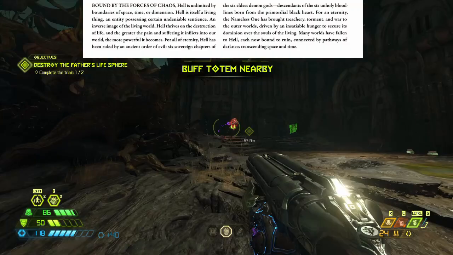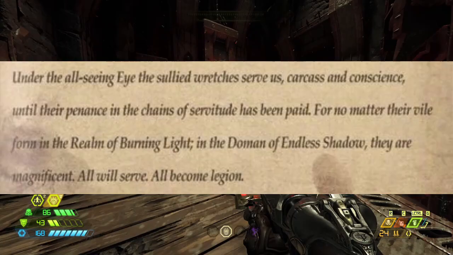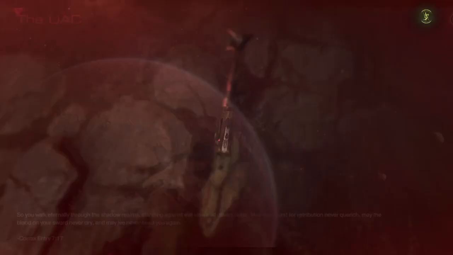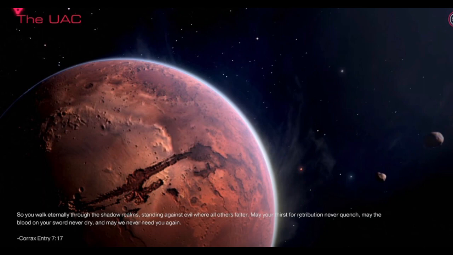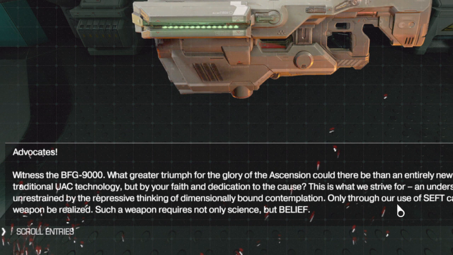Many titles and qualities have been attributed to Hell, either being called or said to contain things such as a timeless realm, domain of endless shadow, bottomless abyss, infinite demons, structures floating above endless nothingness, endless seas of blood, etc. Hell contains many shadow realms, and is stated to have transcended space and time, with its energies requiring thought unrestrained by the repressive thinking of dimensionally bound contemplation to be utilized and studied.